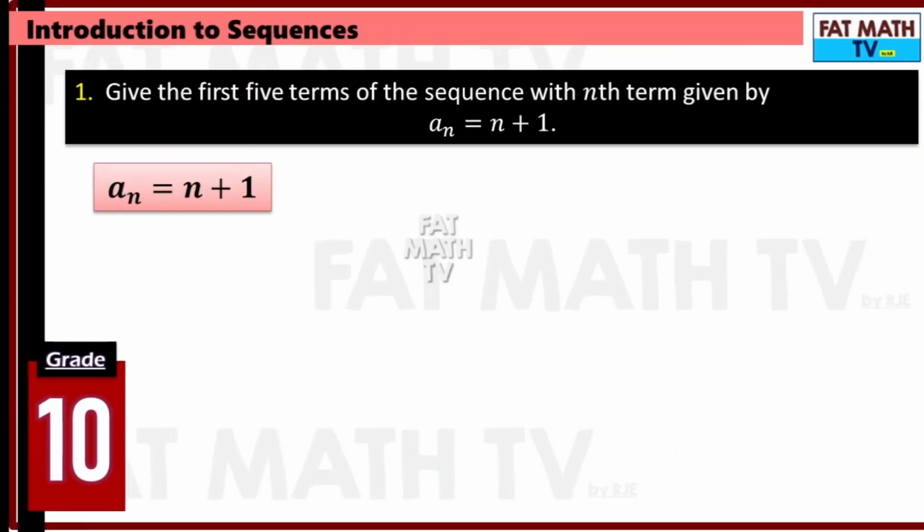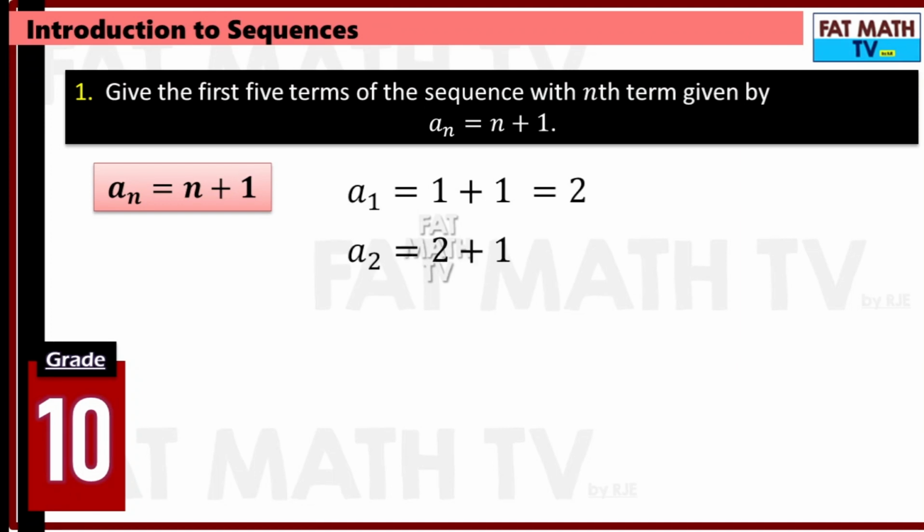Give the first 5 terms of the sequence with nth term given by a sub n equals n plus 1. So we are asked here to give the first 5 terms. What we're going to do is, for the first term, just replace n with 1. For the second term, n equals 2. For the third term, n equals 3. For the fourth term, n equals 4. And for the fifth term, n equals 5. For example, a sub 1 is just 1 plus 1. Replace n with 1. So that's 2.